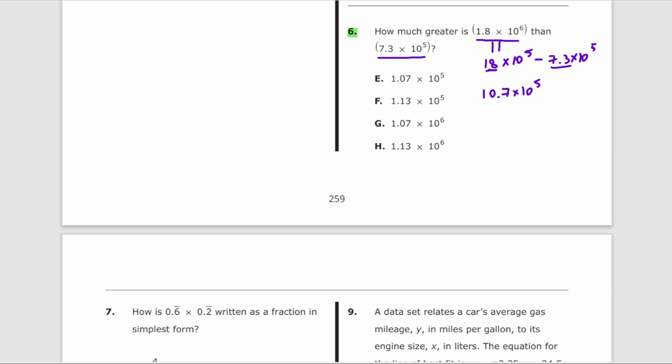And of course, we don't see this answer. It's either G or E, but it's not exactly because we have 10.7. But if we divide this by 10, so therefore increase this exponent by 1, you're going to get 1.07 times 10 to the 6th power. And the answer is G.